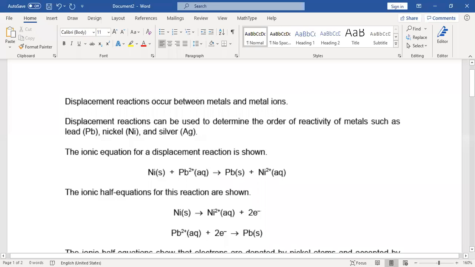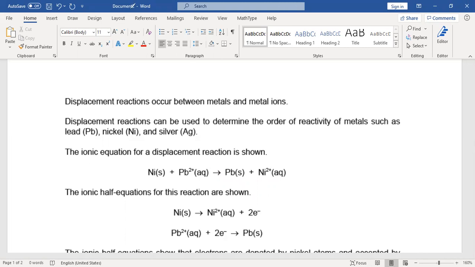Okay, so I want to discuss these questions. It says that displacement reactions occur between metals and ions. All right, so it is actually because of the different reactivity. If one metal is more reactive than the other metal, then displacement reactions occur. So it can be used to determine the order of reactivity of metals such as lead, nickel, and silver.